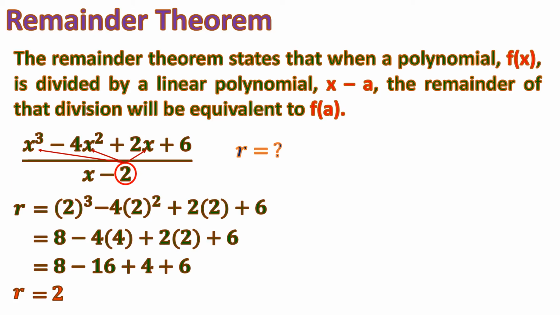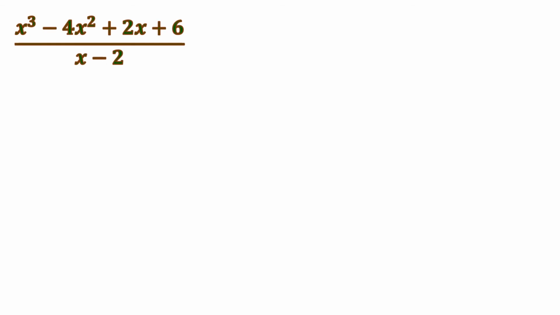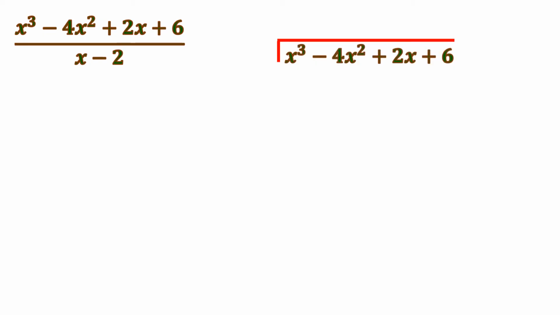Now to make sure that it's really the right remainder, I'm going to show you the long division method and compare the remainder. So here's the given, and we're going to divide this using long division. We have x cubed minus 4x squared plus 2x plus 6, and the divisor x minus 2. So we'll divide x cubed by x, first term by first term, it will be x squared. Then distribute: x squared times x is x cubed, x squared times negative 2 is negative 2x squared.